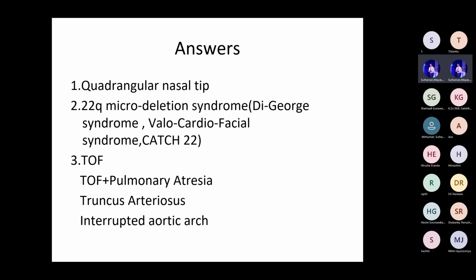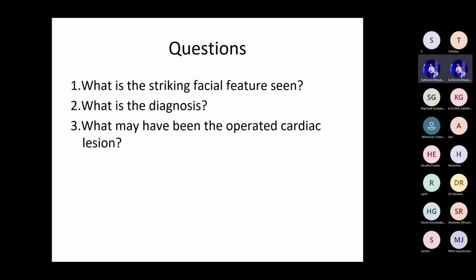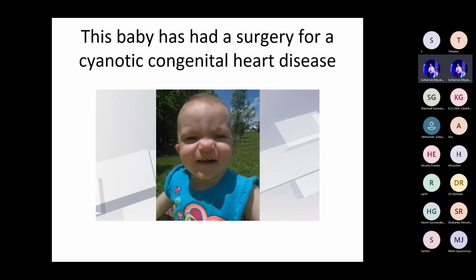I learned this point from a geneticist in India. She's a well-known geneticist who has studied a very large number of children, and it is an accepted fact that quadrangular nasal tip is a feature of 22q microdeletion. It is associated with tetralogy of Fallot, tetralogy with pulmonary atresia, and truncus arteriosus. Those are the three things associated. So remember this, don't forget: quadrangular nasal tip.